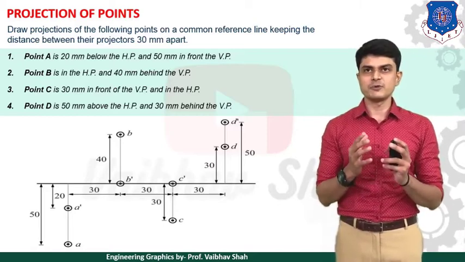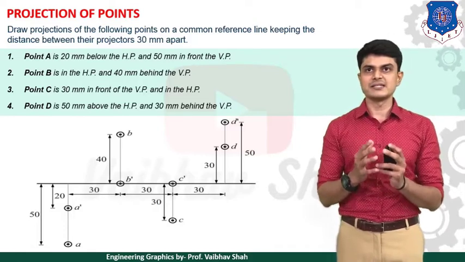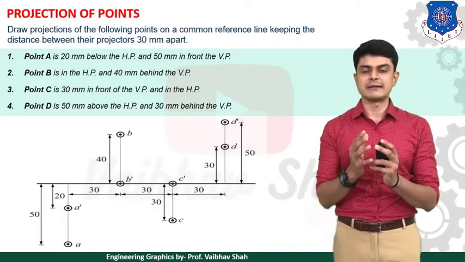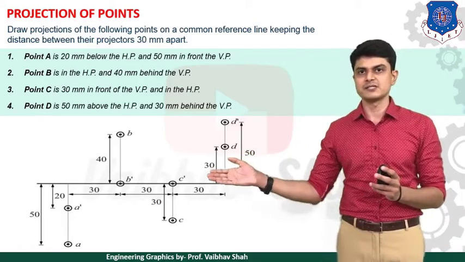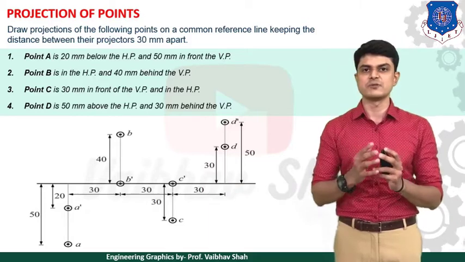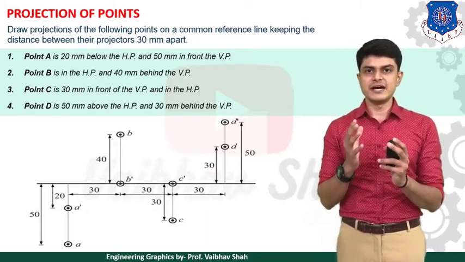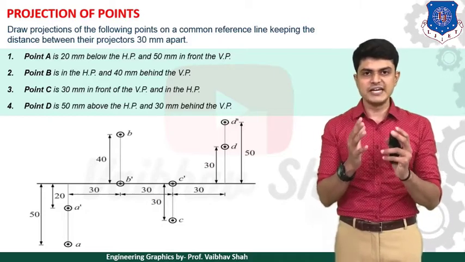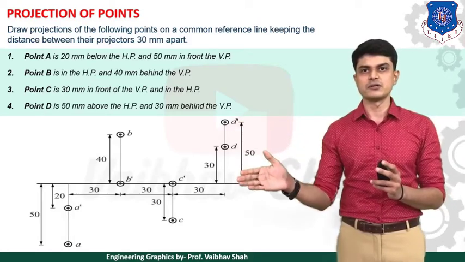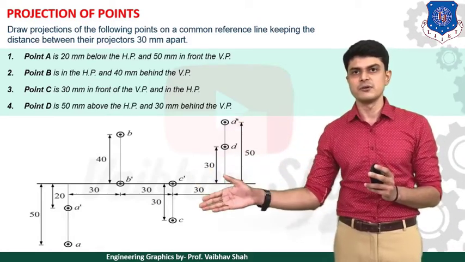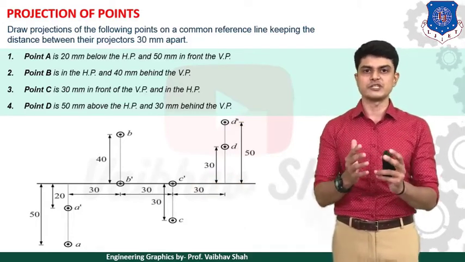So here, draw the projections of the following points on a common reference line, keeping the distance between their projectors 30 mm apart. So here the difference is that we have to draw each of the examples by keeping a 30 mm distance between each of the projectors. Projectors means we have to keep the 30 mm distance between each of the examples. So this is a projector for the last example and this is the projector for the previous example. So we need to keep 30 mm distance on this horizontal line while drawing these projections, right?